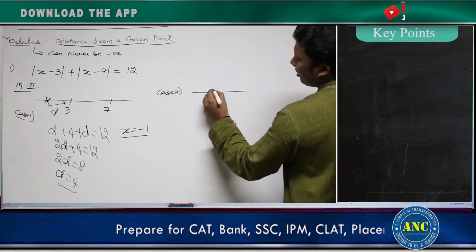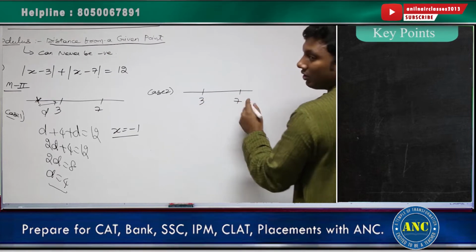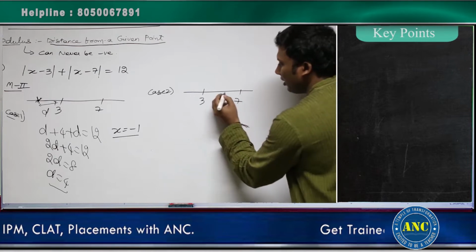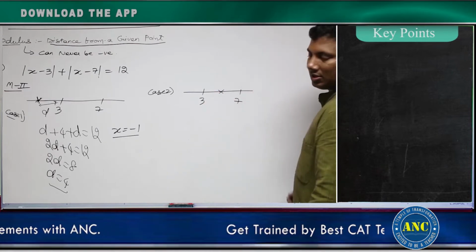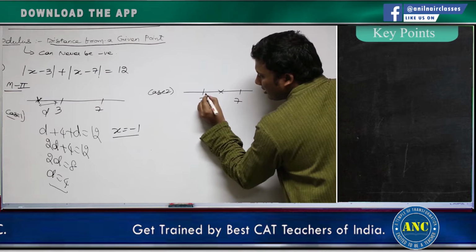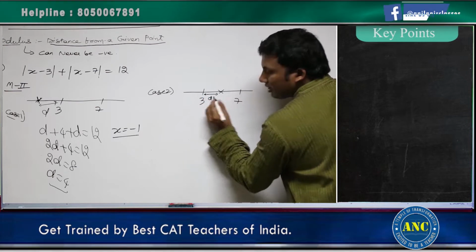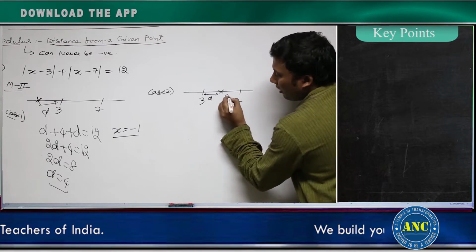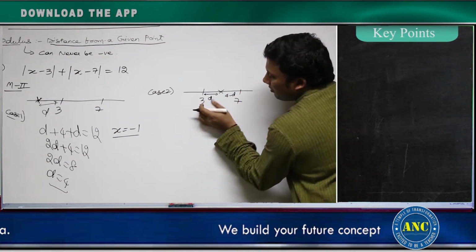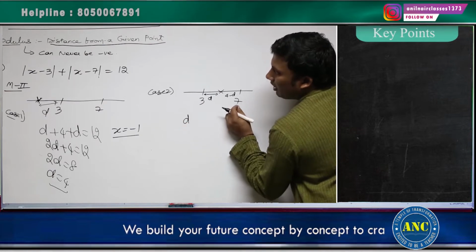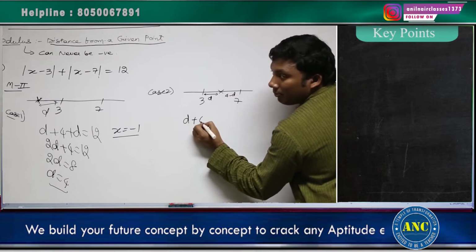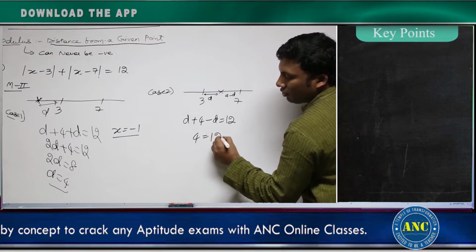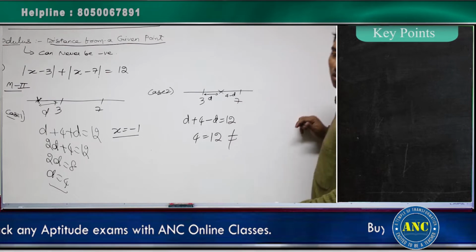Case 2. First listen, then you can write case 2. The critical points of x are 3 and 7. What is case 2? Between 3 and 7 there could be some point that will satisfy. Let me call this point this. If I call this distance d, this distance d, total it is 4. What will be this value? 4 minus d. So mod x minus 3, this is at a distance d. From x minus 7, this is at a distance 4 minus d, equivalent to 12. 4 equivalent to 12. Is 4 equivalent to 12? No.